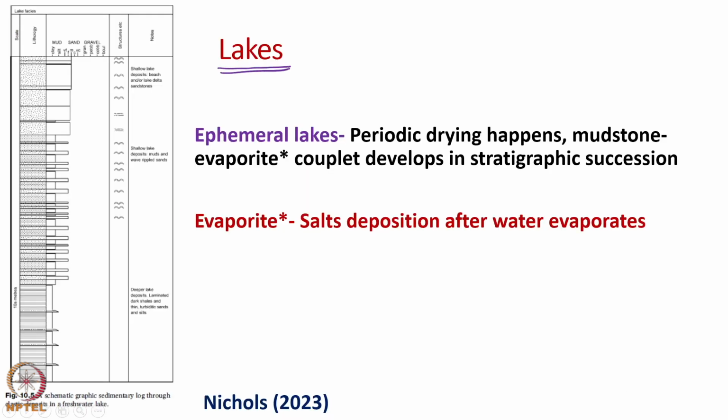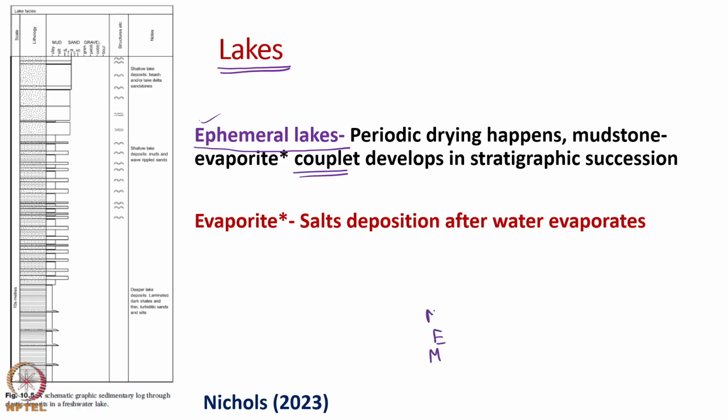Lake successions. What is an ephemeral lake? A few slides back this term came up. Periodic drying happens in an ephemeral lake, and a mudstone-evaporite couplet develops in the stratigraphic succession. Couplet means an alternating situation.